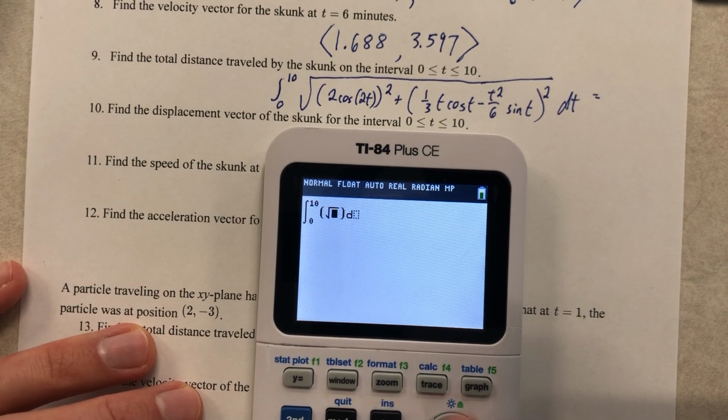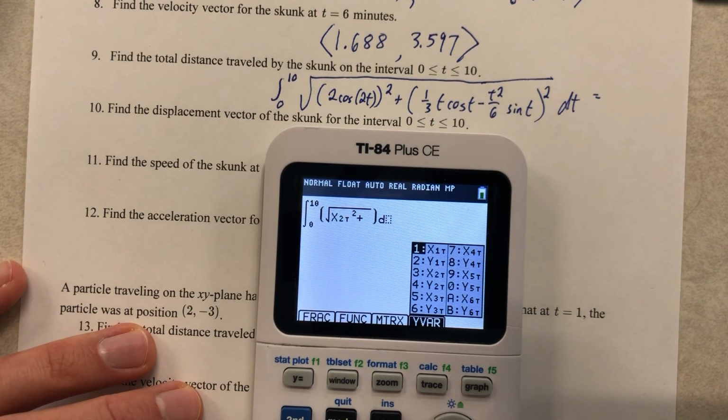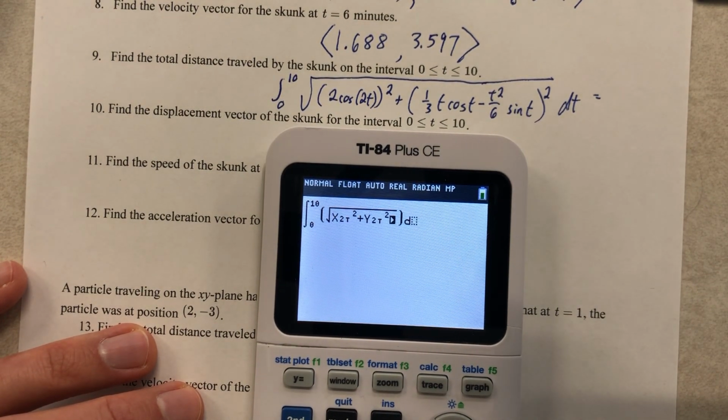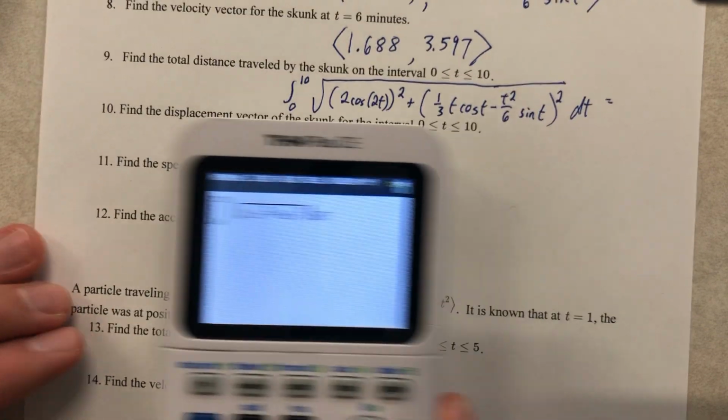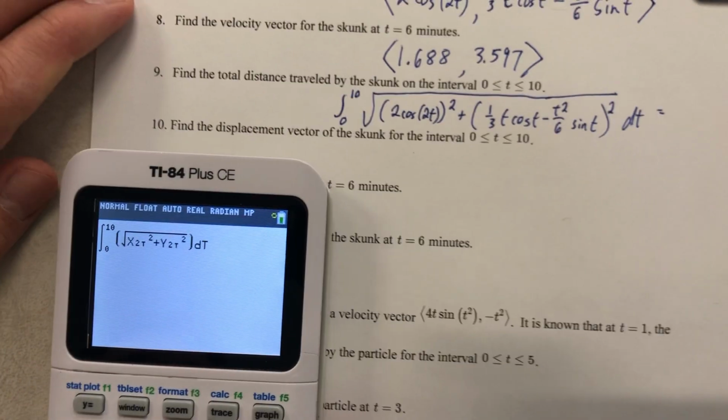Square root. Alpha trace, there's that. And it is squared plus alpha trace, and it is squared. And then dx, or dt, I should say. dt, am I right? Am I right or am I right? I'm right. Okay, it's going to take it a minute to compute that. We're going to keep reading while it does it.